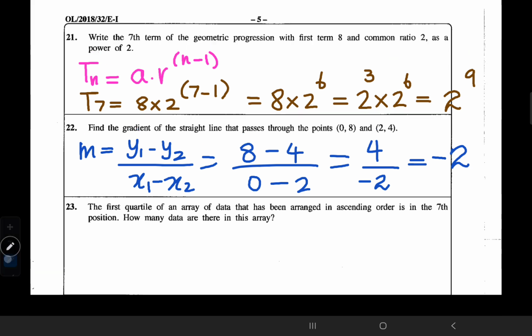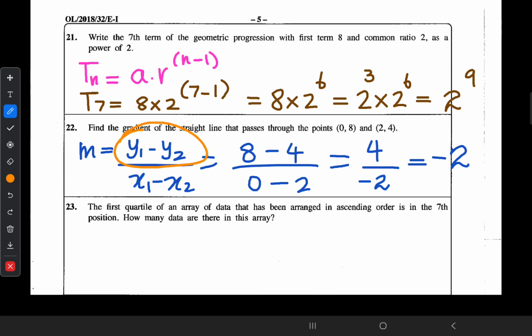Students mostly make a mistake: instead of dividing the y coordinate difference by the x coordinate difference, they mistakenly interchange the values and divide the x coordinate difference by the y coordinate difference. That is incorrect. The y values difference should be divided by the x coordinate difference. 8 minus 4, 0 minus 2. So 4 divided by negative 2, the answer would be negative 2.